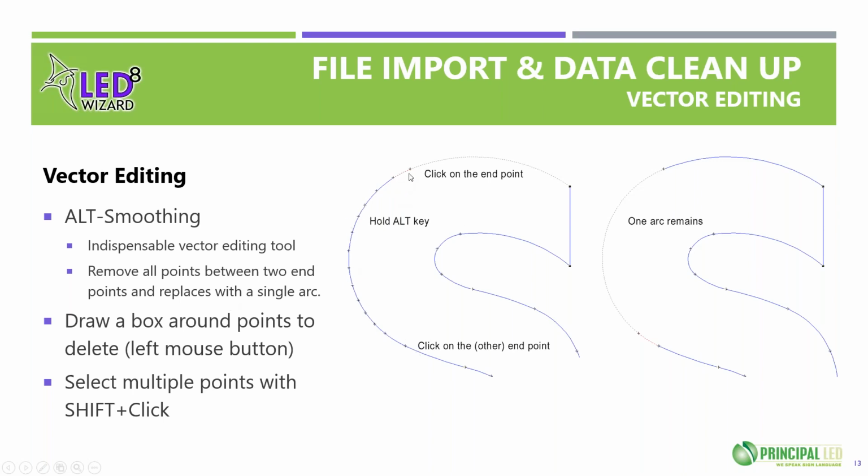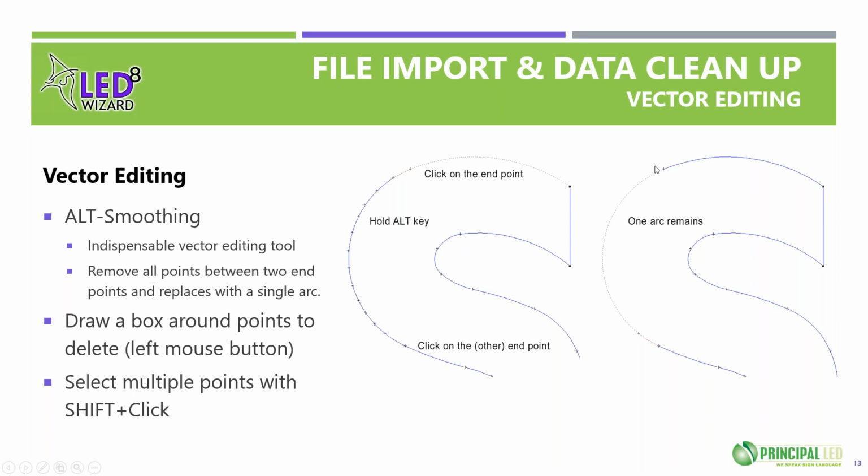So what you do is you click on the first point, you hold the Alt key on the keyboard, you click on the end point, and all the points in between will be deleted and replaced by a single arc.